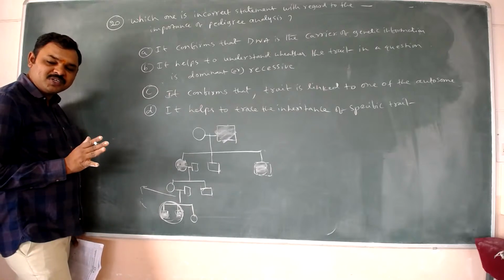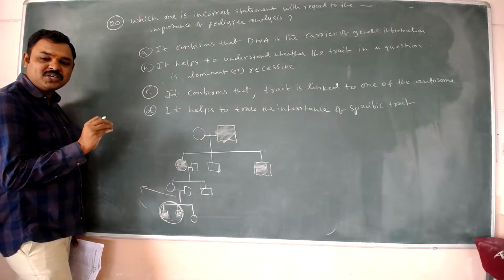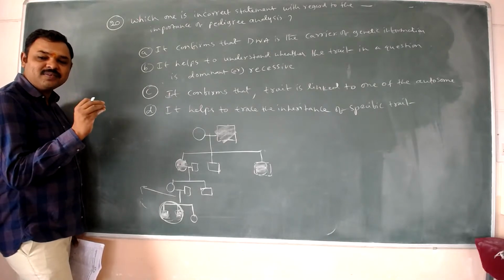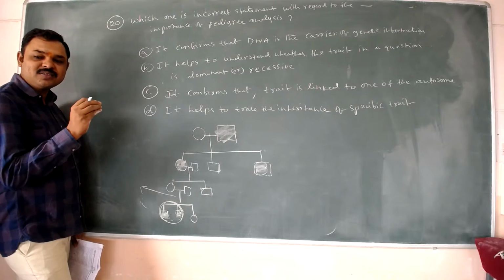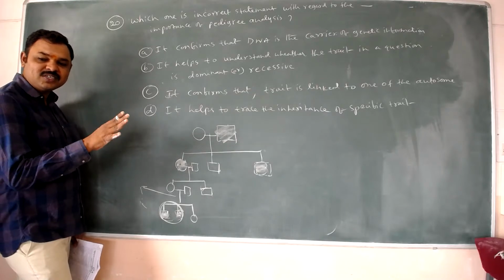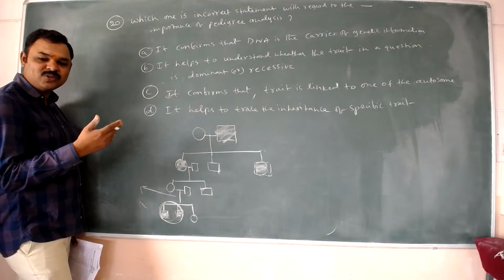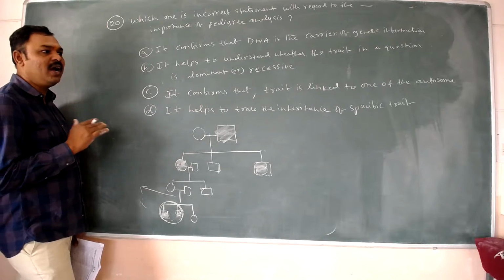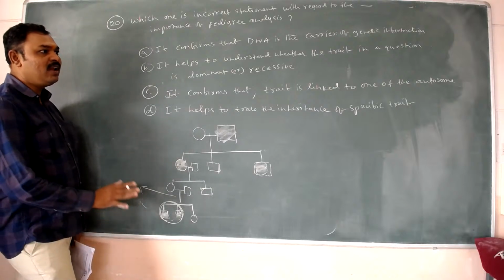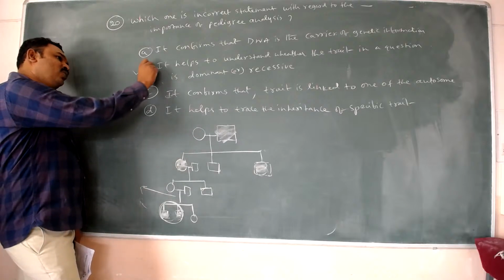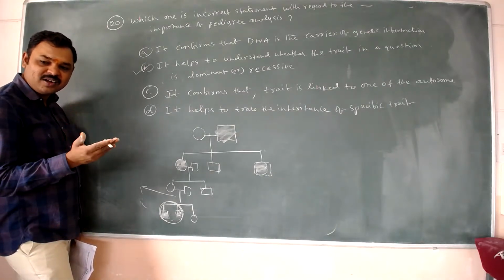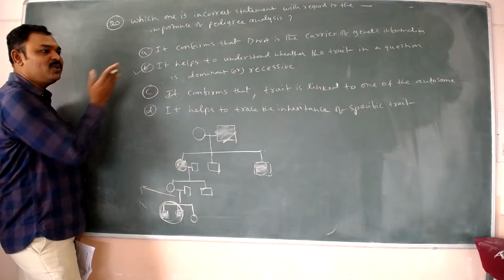So pedigree analysis means the graphical representation of the family history. In this family history, they reveal the diseases, whether the disease is dominant or recessive. According to the inheritance pattern, a disease may be dominant or recessive, and whether they have the disease or not, this family history decides it. It helps us understand the disease. In a given question, whether they have the disease or not, and whether the given disease is dominant or recessive, it helps.